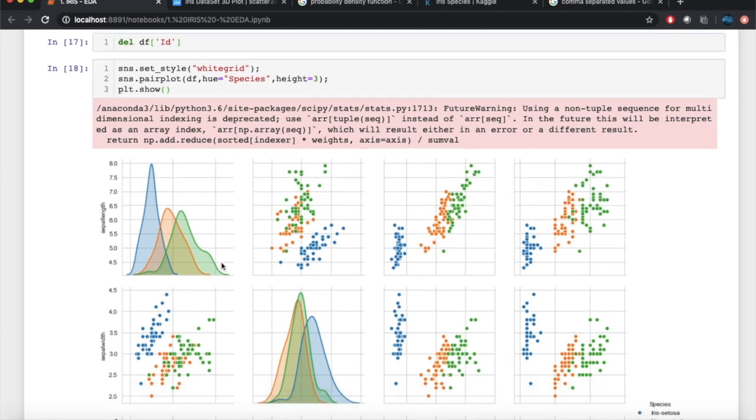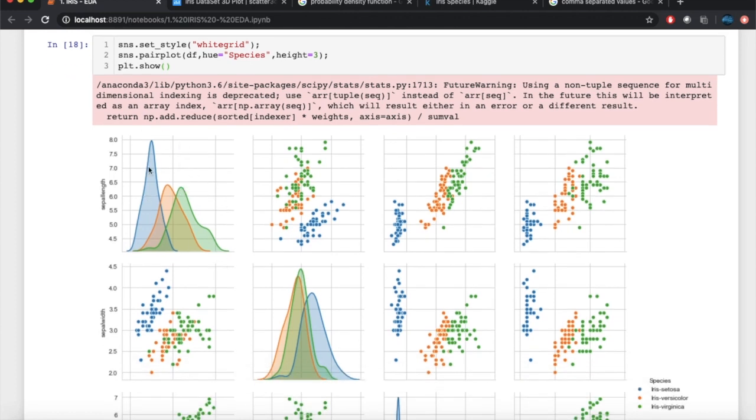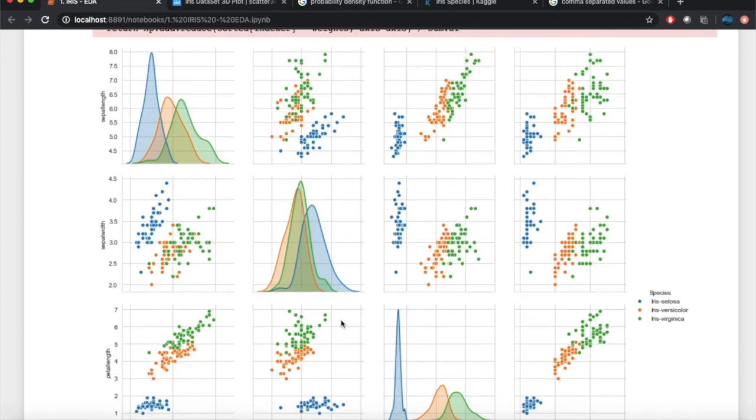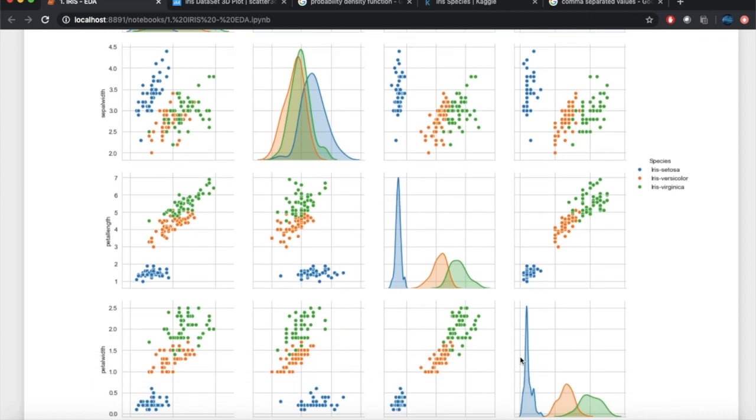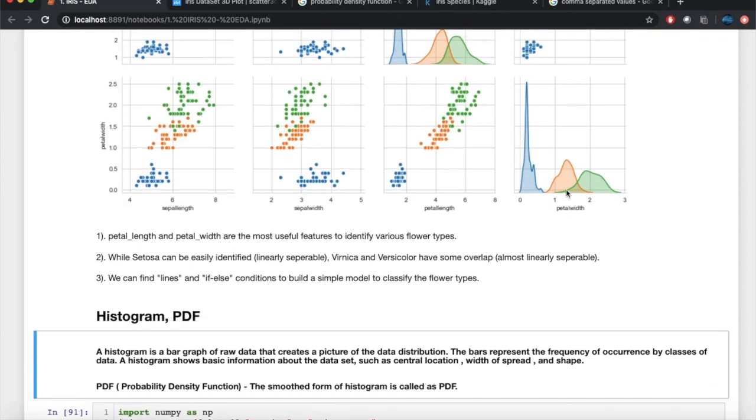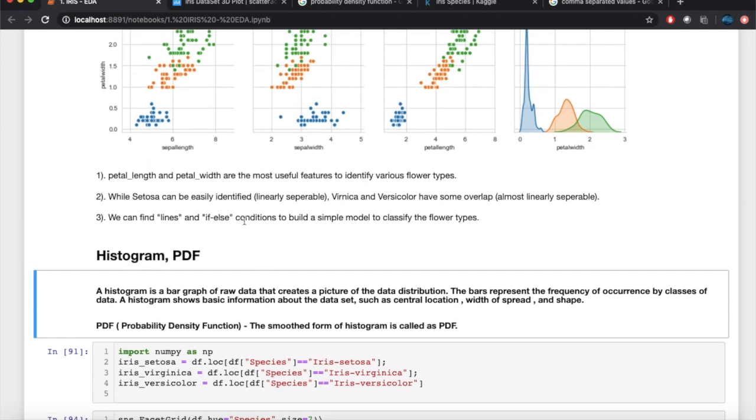Pair plot, we have seen these diagonal graphs, which I will tell you about later. So let us understand what these graphs are. In statistics, there are two terms, histograms and PDFs, which are widely used in data analysis. So first, let us understand histogram.